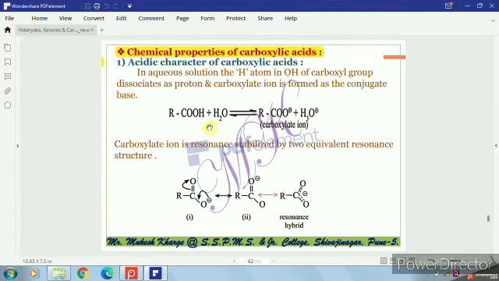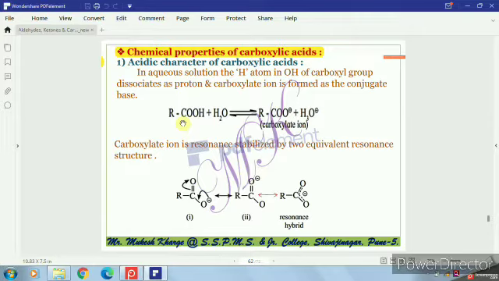So this carboxylate ion has a negative charge, and the H plus reacts with water to produce the hydronium ion. So the carboxylate ion is the conjugate base of your acid RCOOH, that is carboxylic acid. So as RCOOH donates H plus ion, carboxylic acid is also acidic in nature.